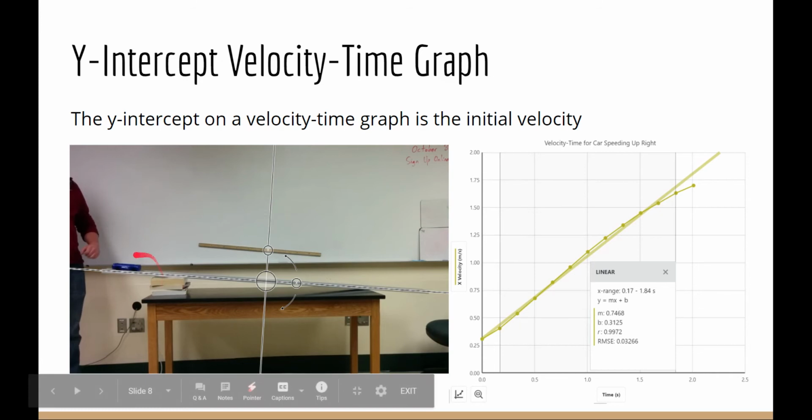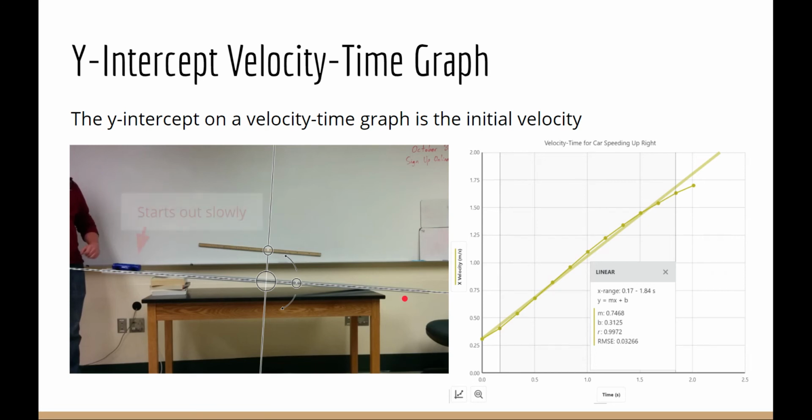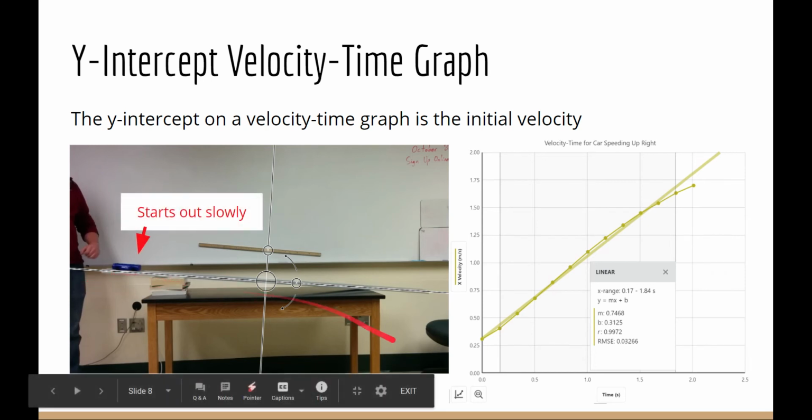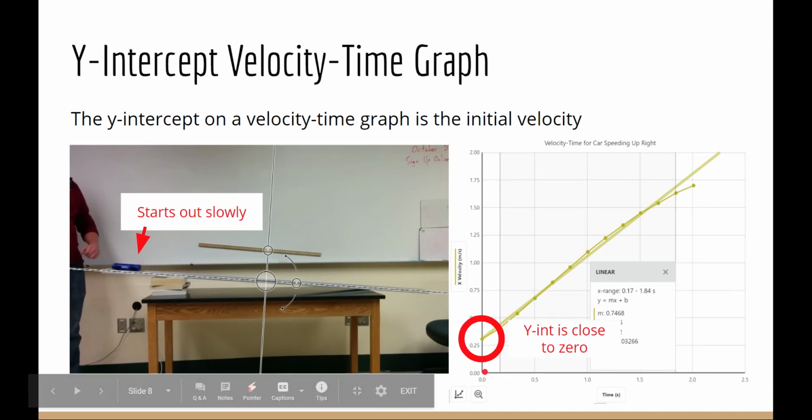If we go back to our video, this is a car that starts slow or starts at rest and speeds up as time goes on. So it's starting out slowly, which is why if we look at our y-intercept on our velocity time graph here, it's close to zero. So it's like 0.29, 0.3, somewhere in that range. So it's pretty close to zero. In fact, it should be exactly zero. That difference is just some error in our measurements.